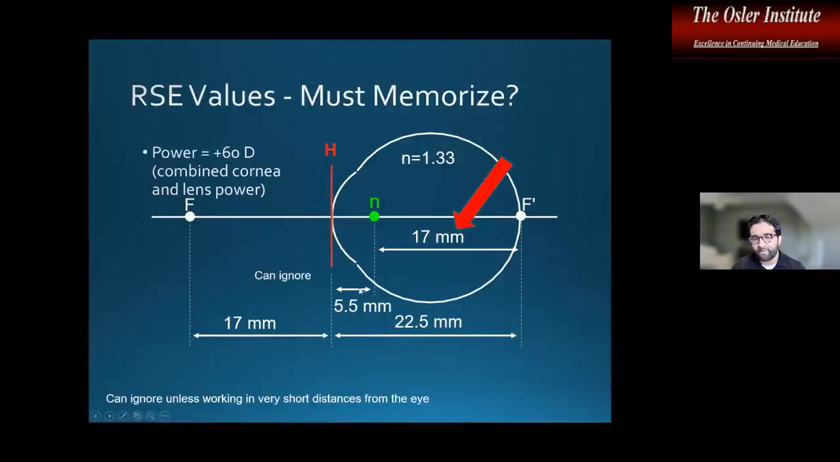And you can also ignore this 5.5. Sometimes I'll ask you, how far away is something from the nodal point of the eye? Most of the times the things are going to be a few meters or a long distance away. So you can ignore this 5.5 millimeters. But if they say something is actually like 6 millimeters from the eye, how far away is it from the nodal point? You may have to incorporate this 5.5 value. But for most problems, you can ignore this number.